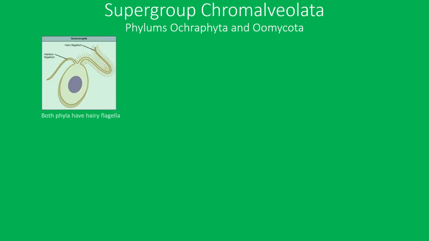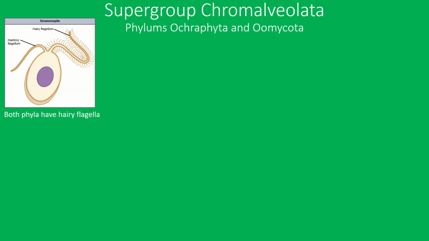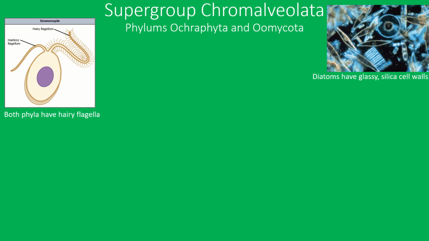The second group of chromoalveolates are the stramenopiles, which include photosynthetic marine algae, diatoms, and water molds. All stramenopiles possess a hairy flagellum. Phylum Ochrophyta includes the diatoms, brown and golden algae. Diatoms are single-celled algae with glassy silica cell walls and compose part of the marine plankton.